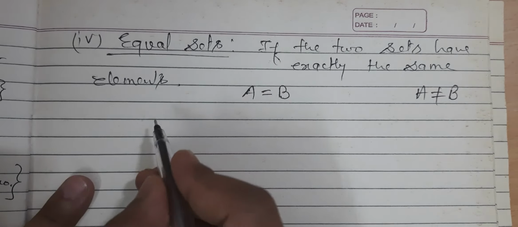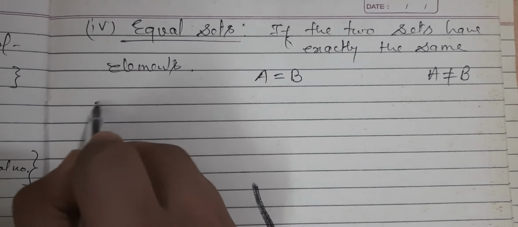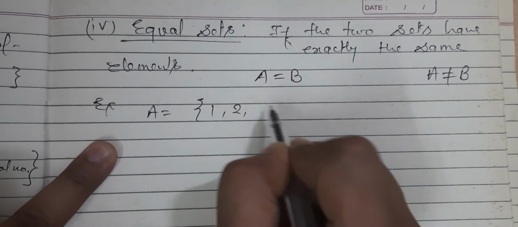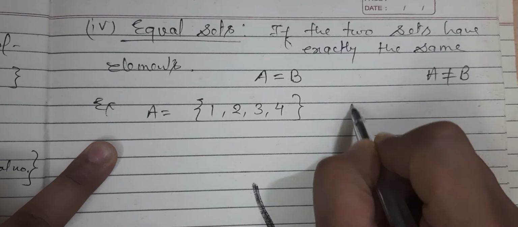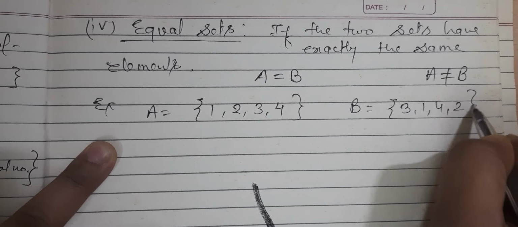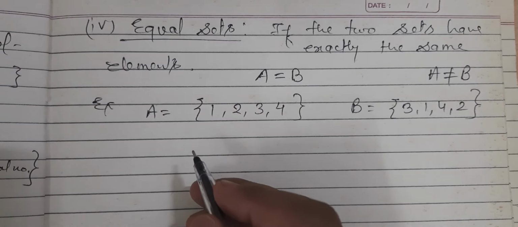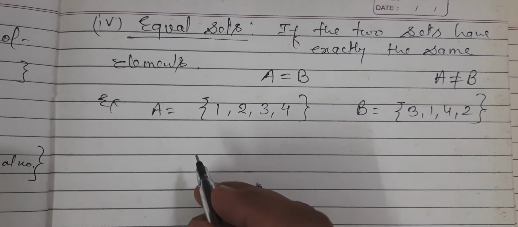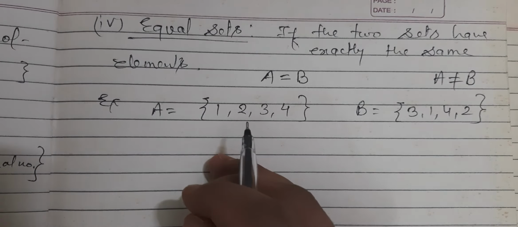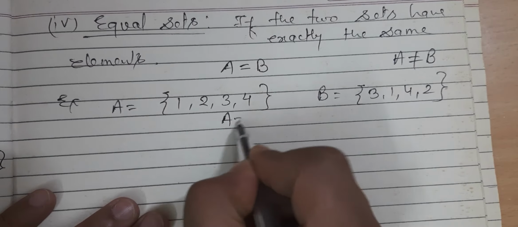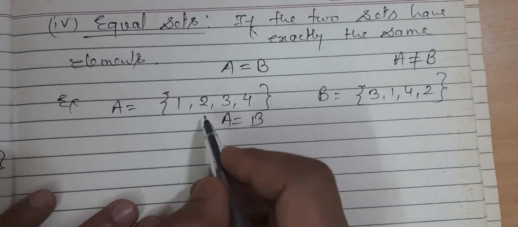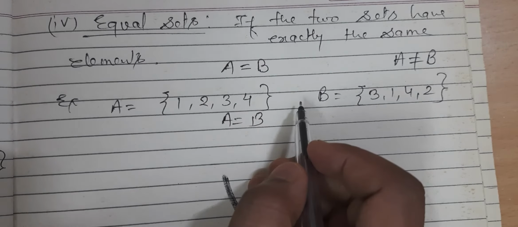Okay, for example, set A is given 1, 2, 3, 4 and set B is given 3, 1, 4, 2. See the order, see the elements. They have the same elements, the only difference is the order. So in a set we know that order doesn't matter. So here set A is equal to set B. Okay, they are equal because they have exactly the same elements.